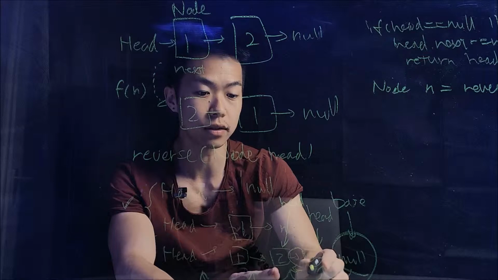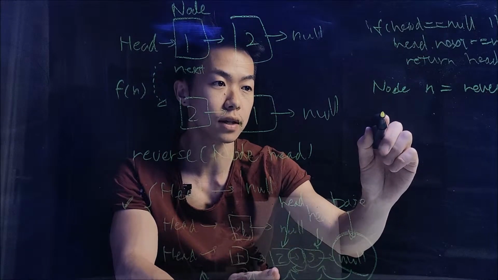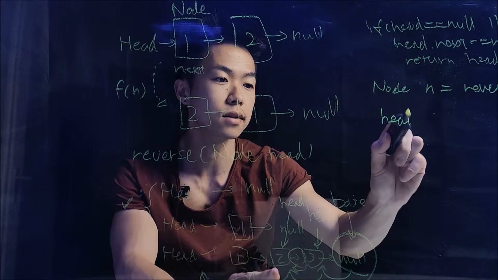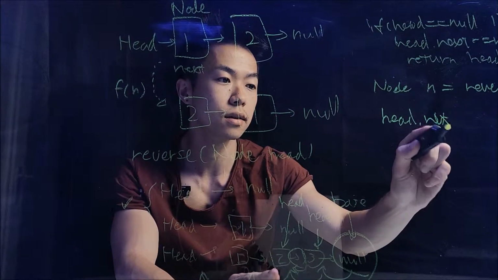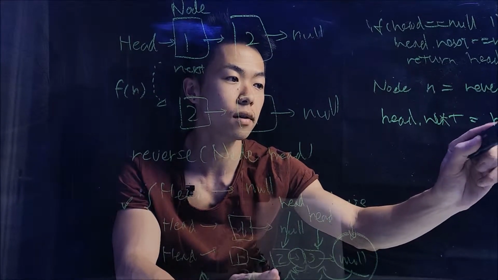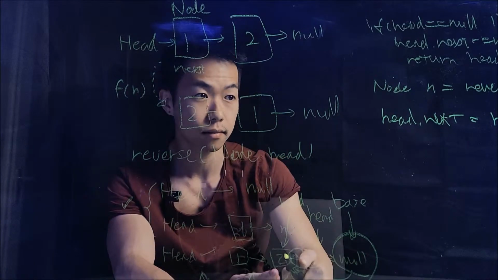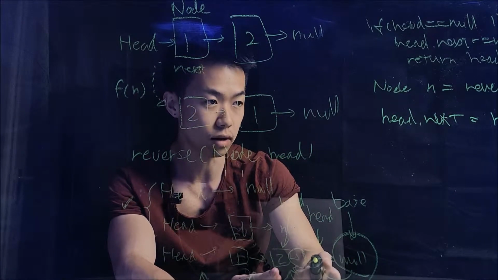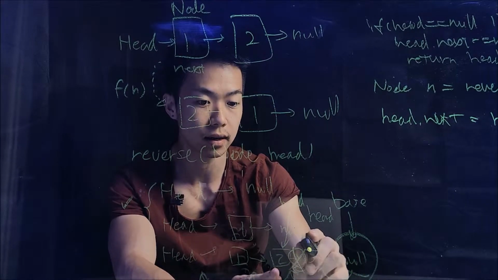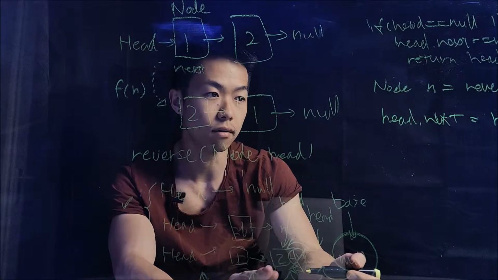So what we're going to do is have 3's next pointed to head itself. So what we do here is head's next points back to head itself. So here, 2's next, which is 3, points to 2 itself. So we just cut this link here and point it back to 2 itself, right?